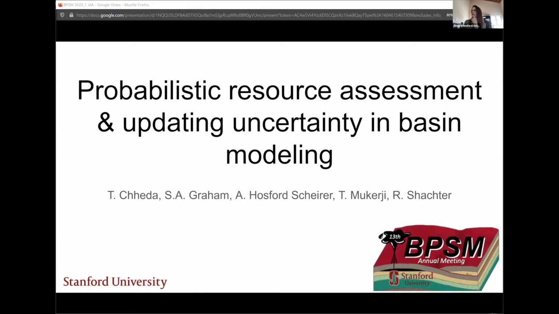It's going to be a tour de force. But first, because that is based on the model, the Jeanne d'Arc Basin that she created, she will start with that part first. And take it away, Tanvi.